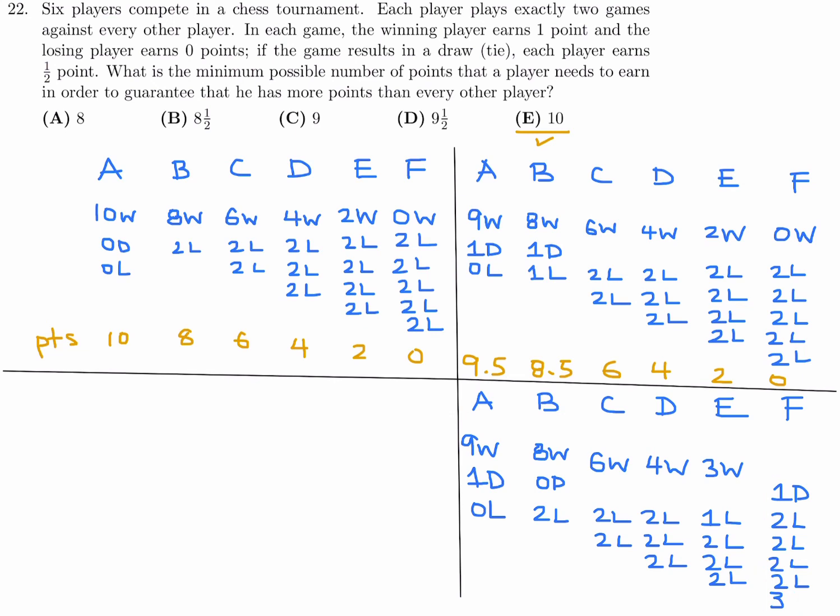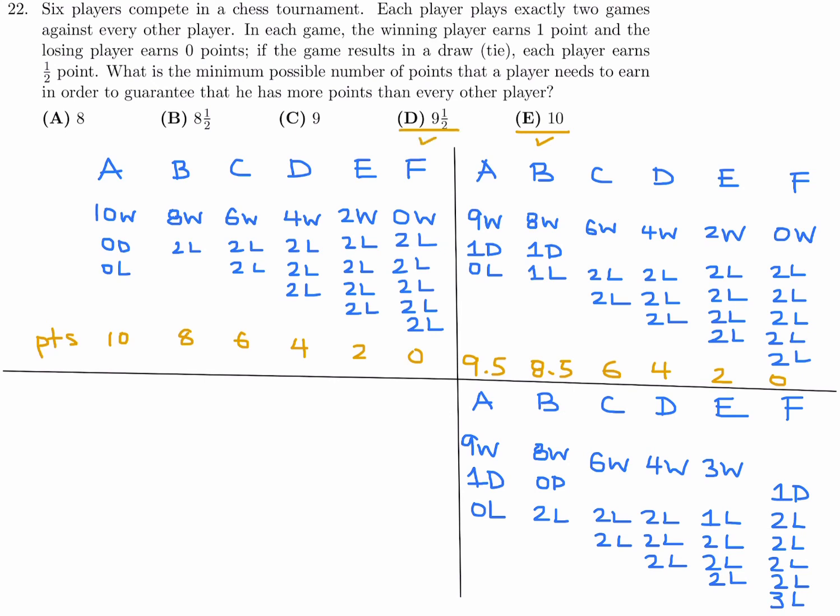So the only way to make it match is to have a scenario like this. So in a very thorough way, I hope I have illustrated that this is sort of the only way of doing it, and therefore it guarantees that with a score of 9.5, a player will have more than every other player. Okay, so this is also good.